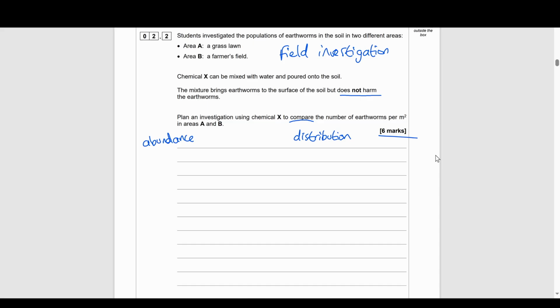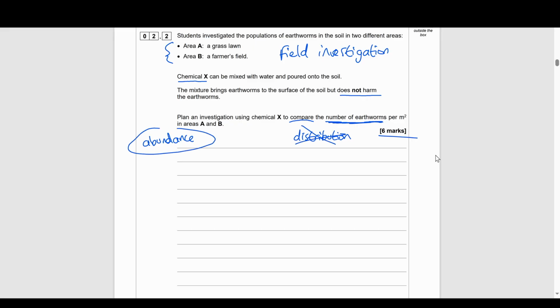Well, the first thing that we want to look at to figure out which method to go down is if there is a change in a factor. Well, in this case, the factor is chemical X. But we're not looking at how chemical X changes from one place to the next in a certain area. We're looking at two different areas, and we want to compare the number of earthworms. So, because we're not looking at how it changes over a specific place, we're not investigating distribution.